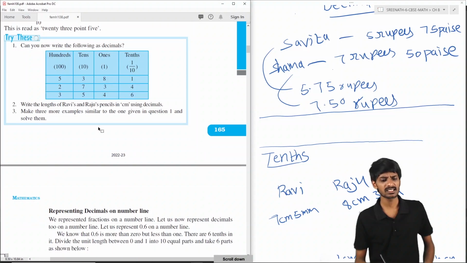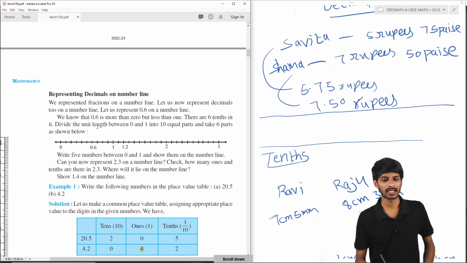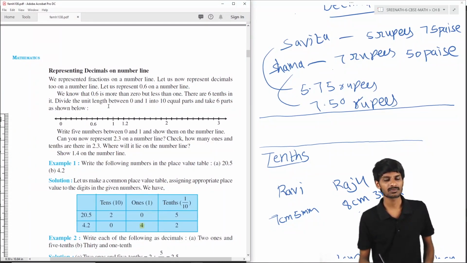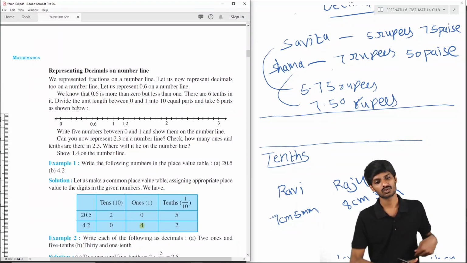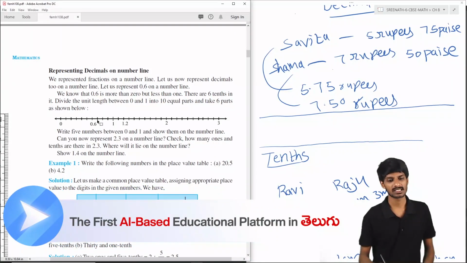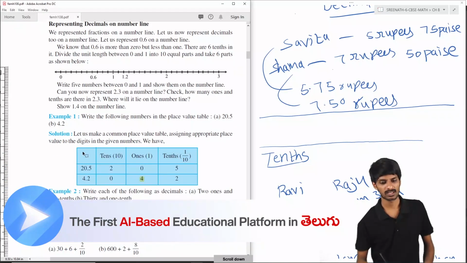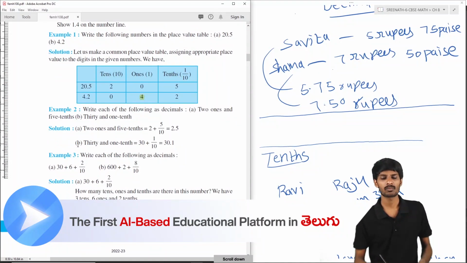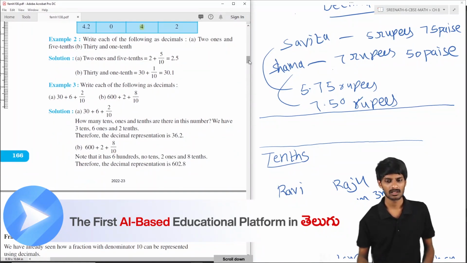Next thing is representing decimals on the number line. If you take any decimal number and want to represent it, first you have to guess its value, and it is on the number line. 0.6 is there, it is between 0 and 1, like that, students. Next we have solved some problems, students.